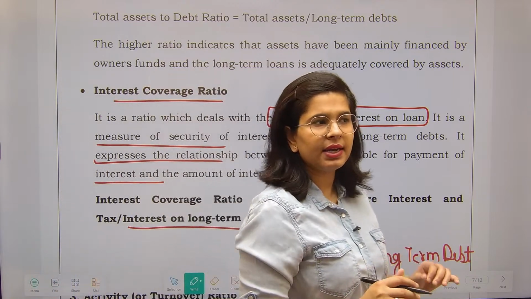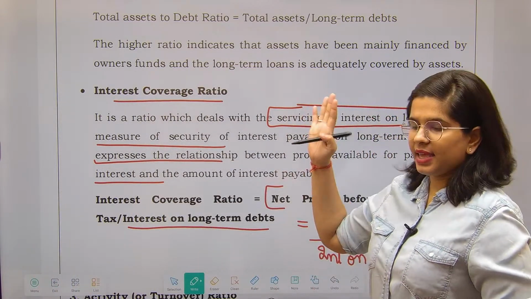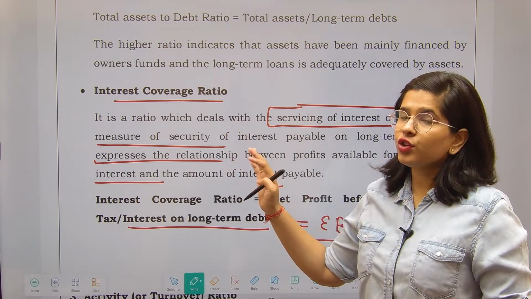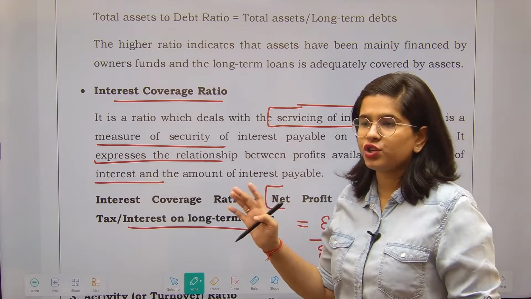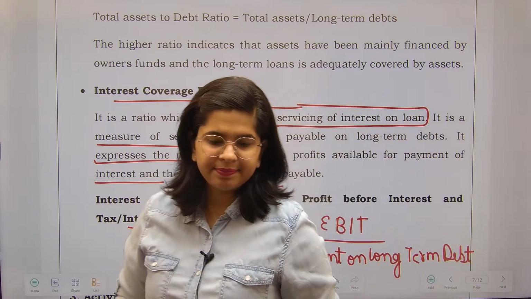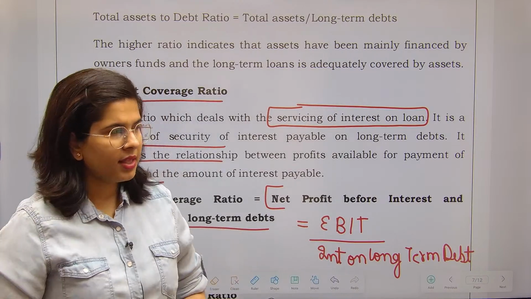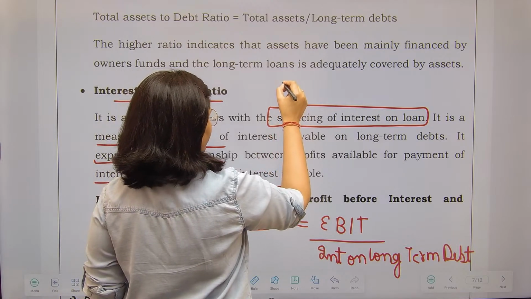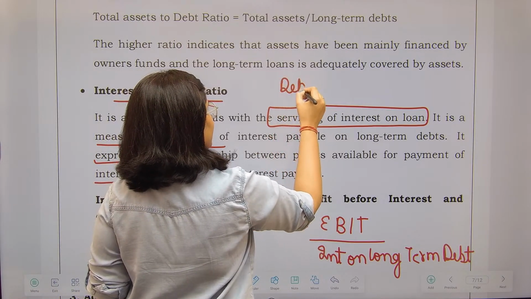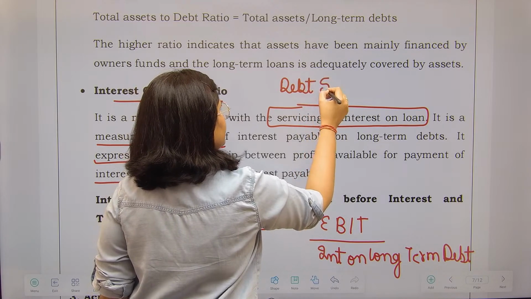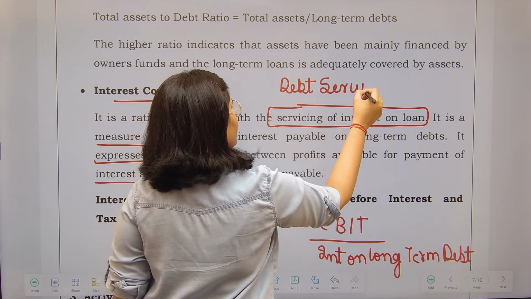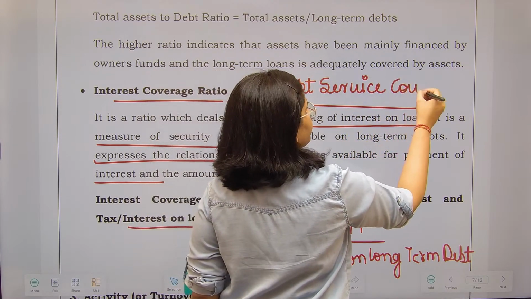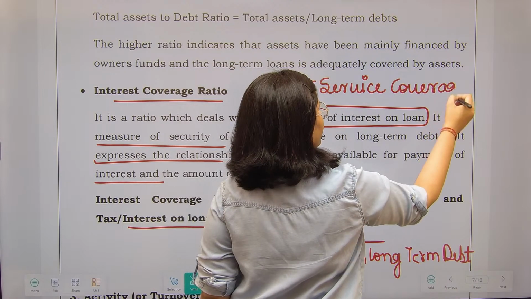Now, there is a similar ratio which is similar in intent to the interest coverage ratio. You have to tell me that ratio's name if you know it. I don't know whether you know about it or not. So without leaving it to you, this is the debt service coverage ratio.